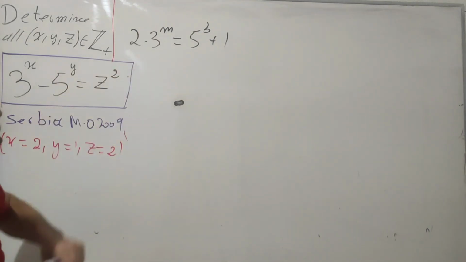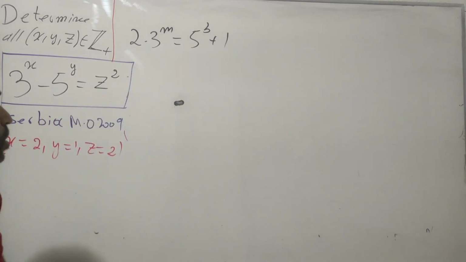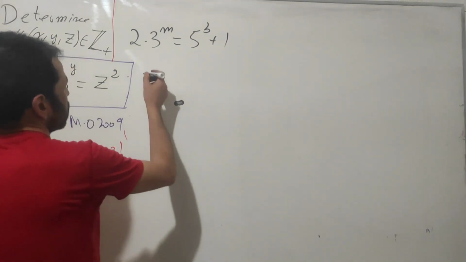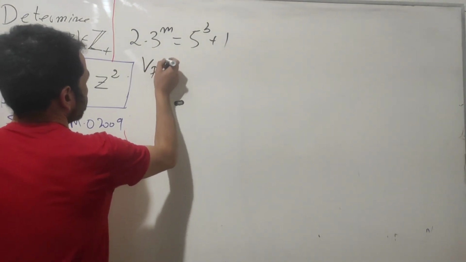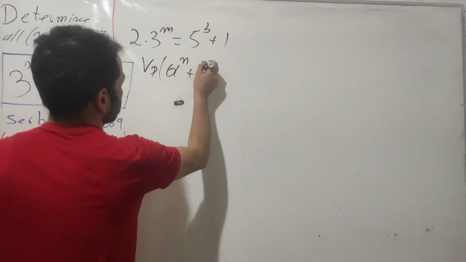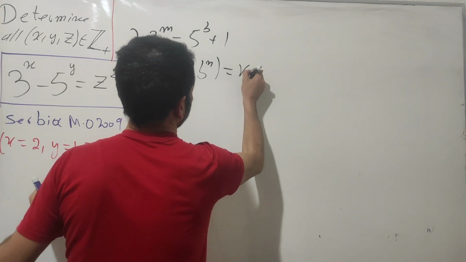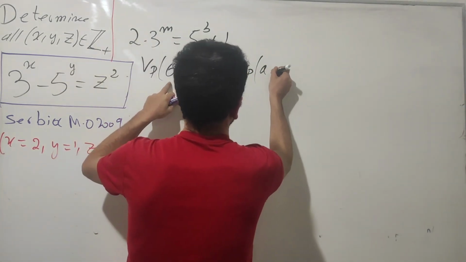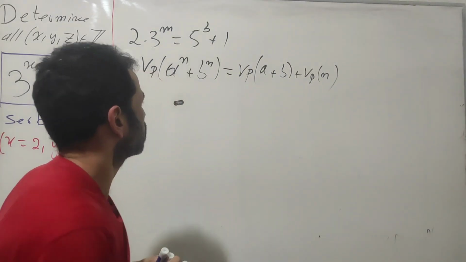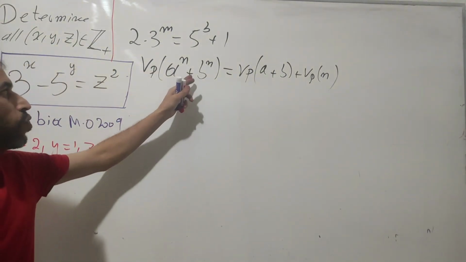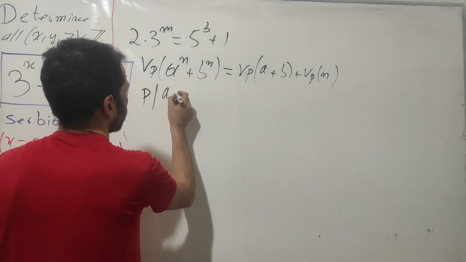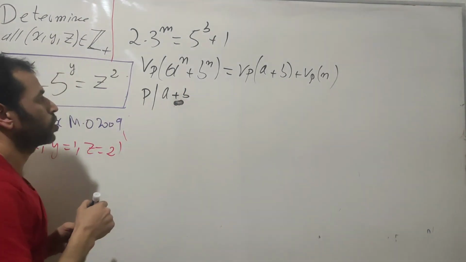So I'm going to apply the lifting exponent. I'm going to give you the quick definition. We get v of p of a to the n plus b to the n, which equals v of p of a plus b plus the v p of the exponent. This is the definition, because before we apply this rule, we need to make sure p divides the sum of a plus b, or depends what you have here.